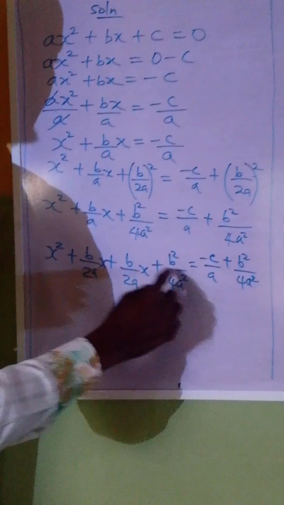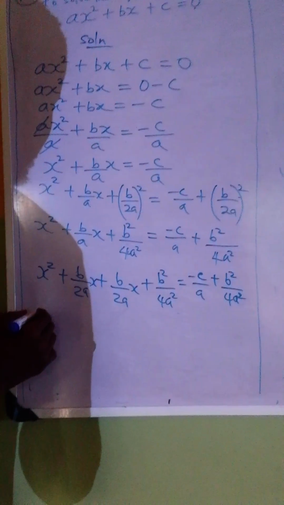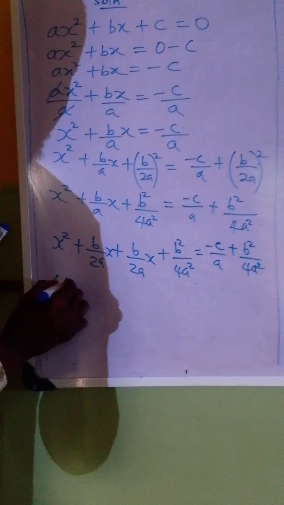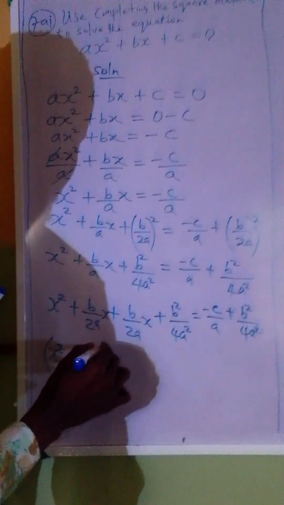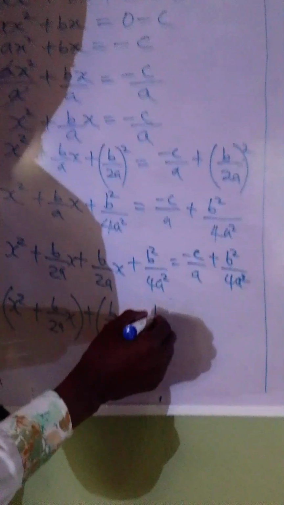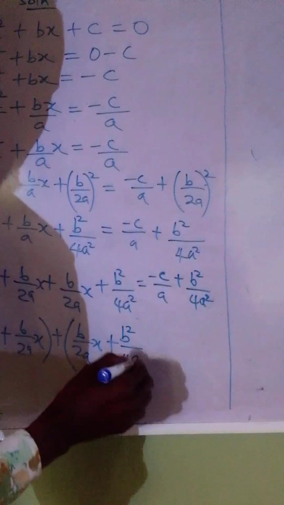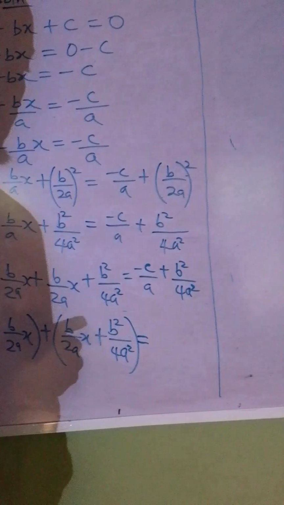I have to enclose the expression I have at the left hand side by a pair of brackets. So open a bracket, I have x squared plus b over 2a x, close the bracket, plus open another bracket, b over 2a x plus b squared over 4a squared, close bracket, equal to, then let me find the LCM of a and 4a squared.